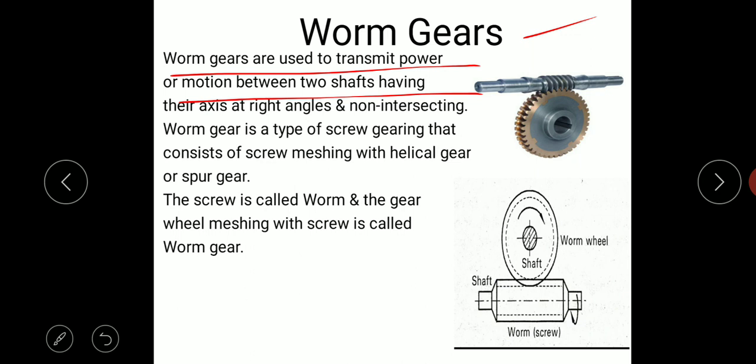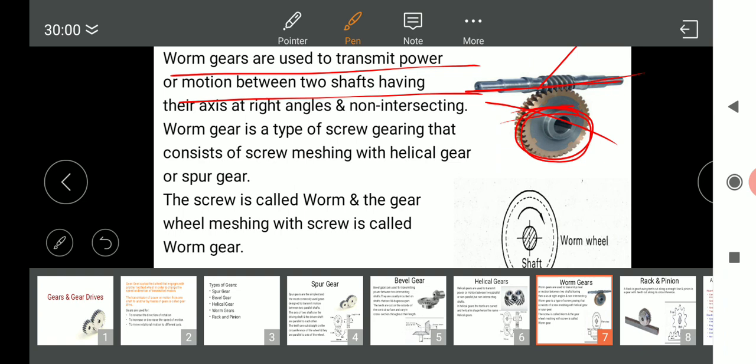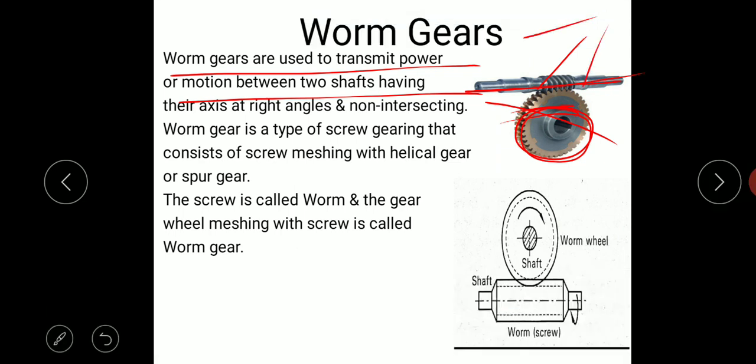Worm gear is a type of screw gearing that consists of a screw meshing with a helical gear or spur gear. In the figure you can see this is the screw gear and this is either the helical gear or spur gear. The axis of the gear is at right angle to the axis of the screw gear, but they are non-intersecting. The screw is called the worm and the gear meshing with the screw is called the worm gear. This is called the worm and this is called the worm gear.